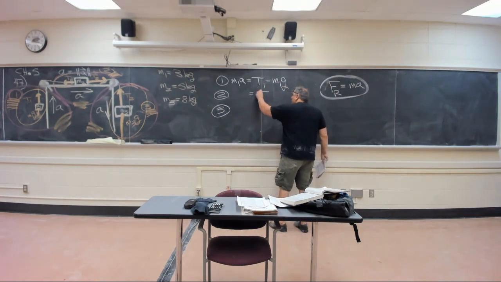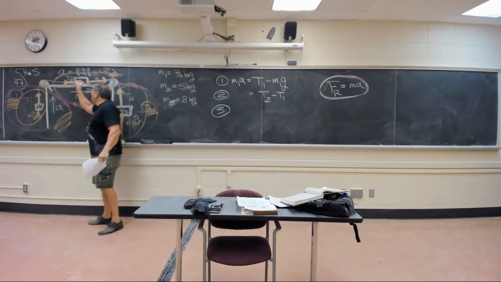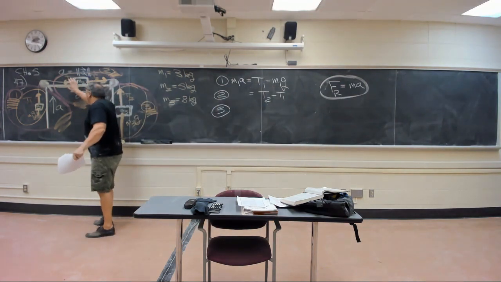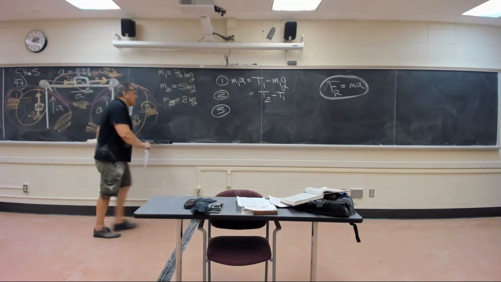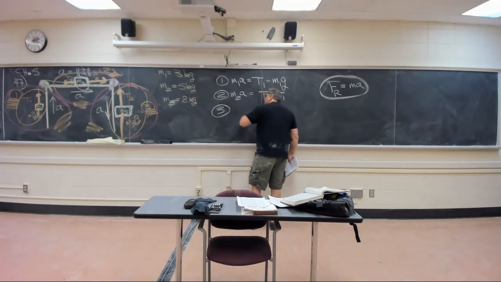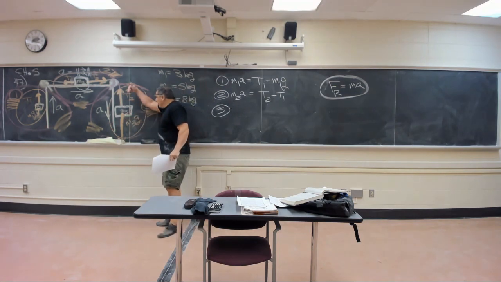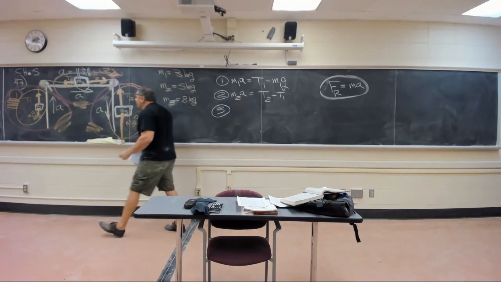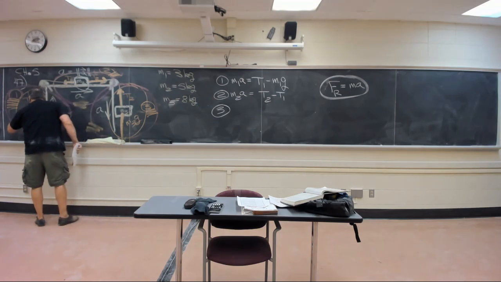The other one, scenario 2, is T2 minus T1. There's a tug of war. T2 wins it by how much? M2A. This guy gets fired down. Everybody's moving. At the end of the day, this guy has got the net force.